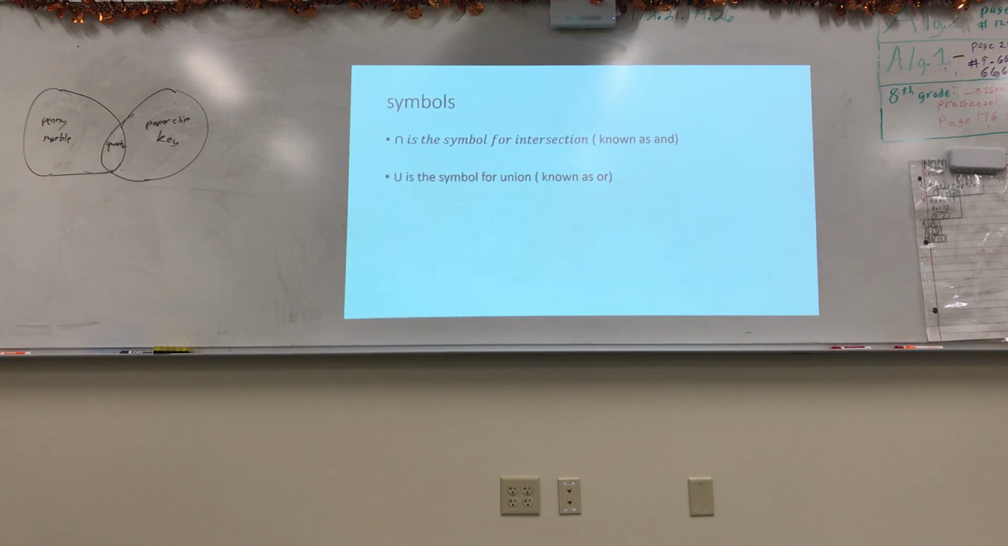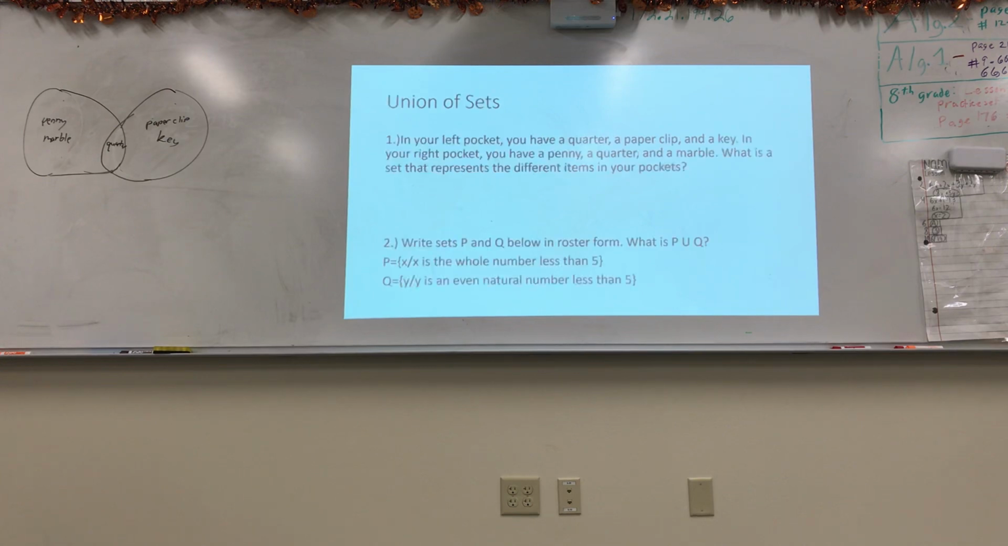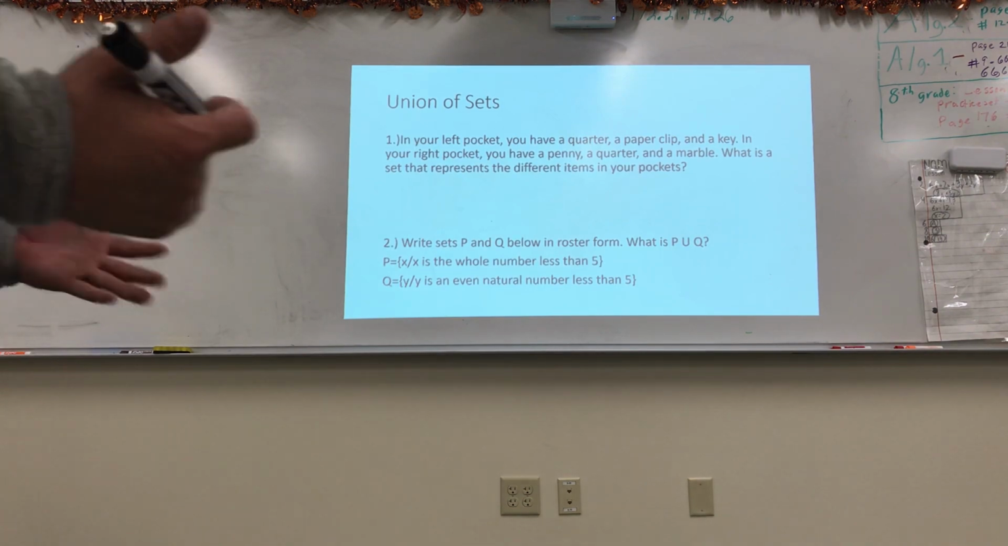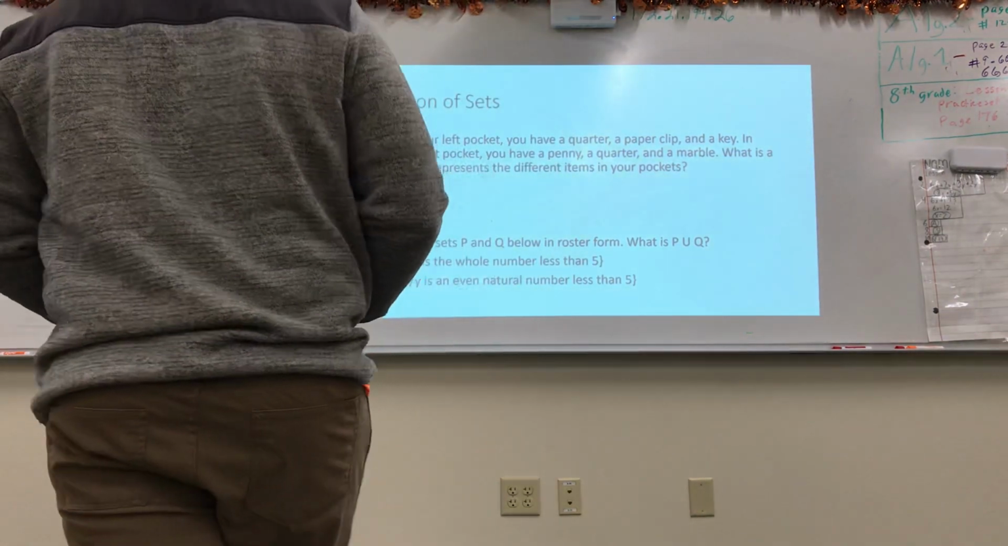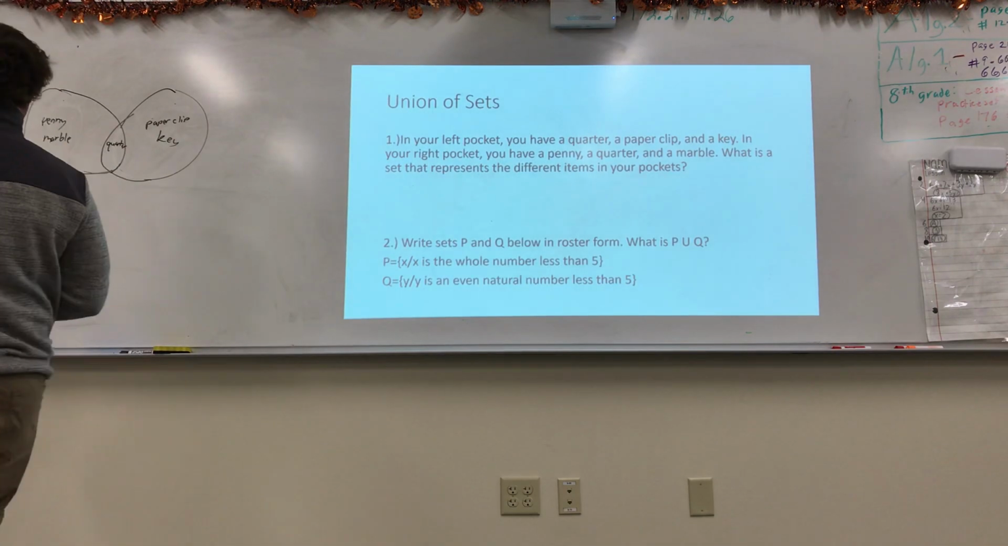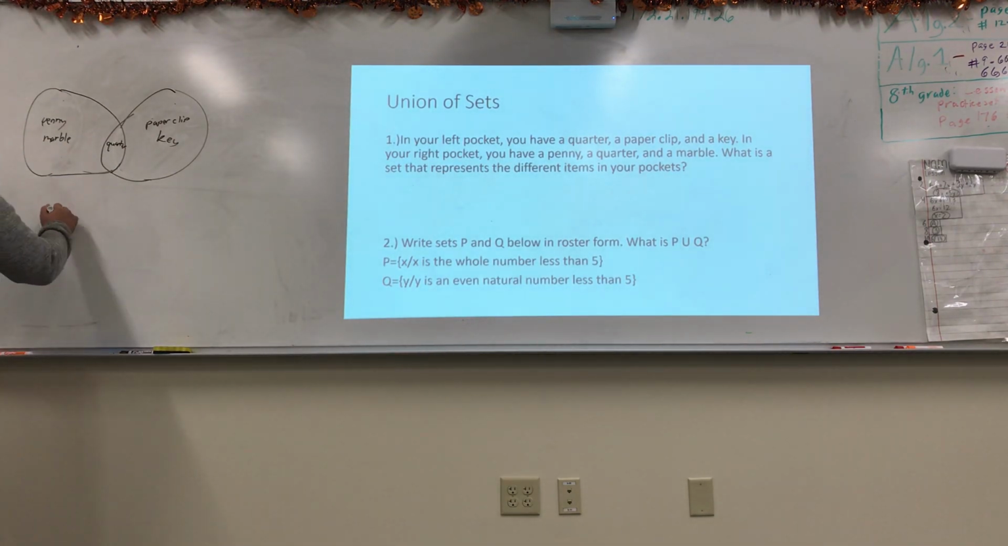Going back to this symbol, the upside down U, like an N, is kind of an "and" statement. U would be an "or" statement. So what I mean by that is it has to be in both. "And" means both of them. An "or" statement would just be one of them. Well, what's in your pockets?